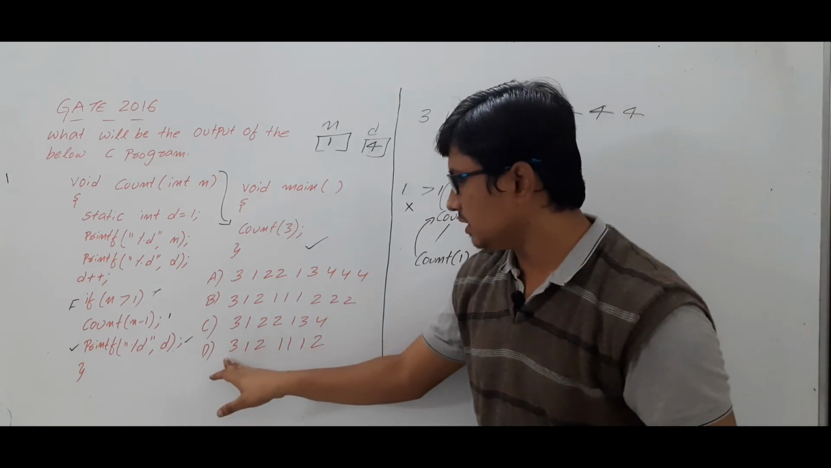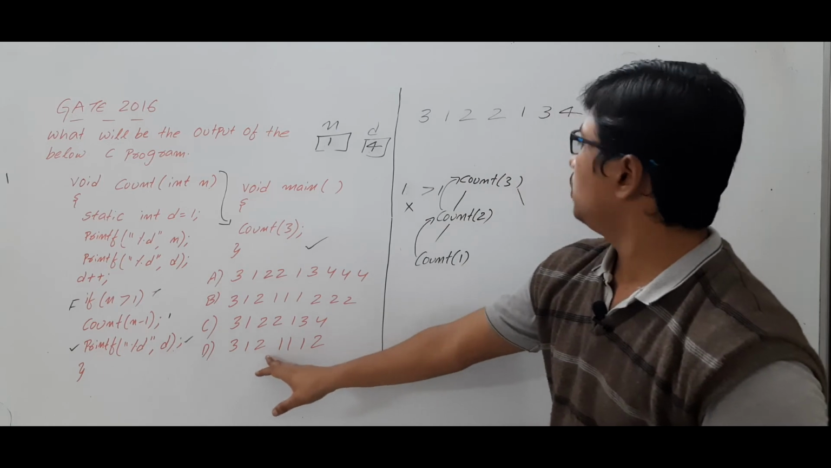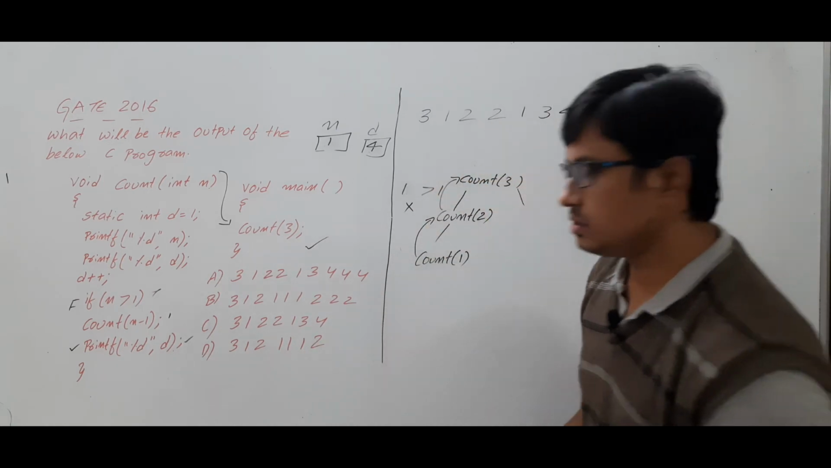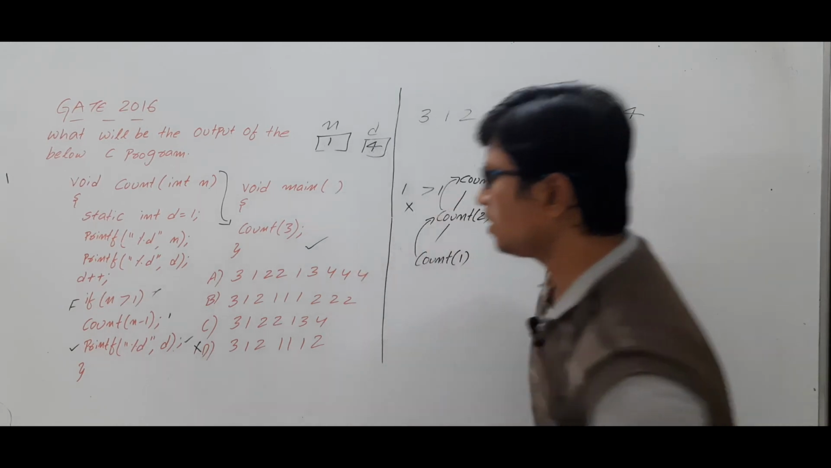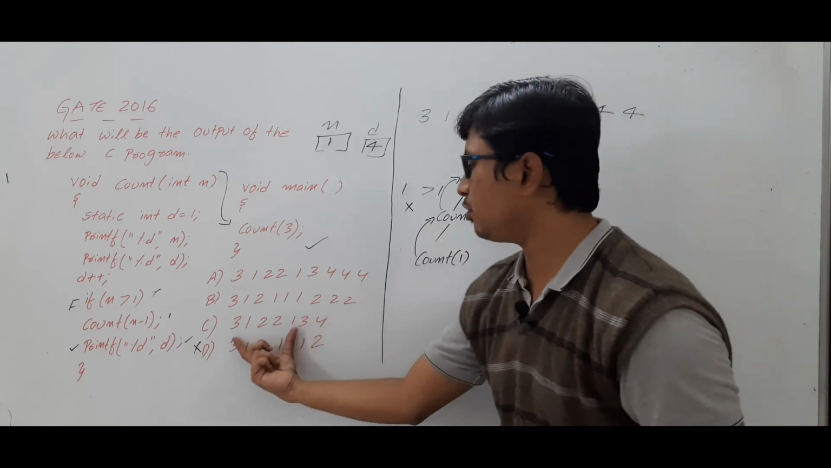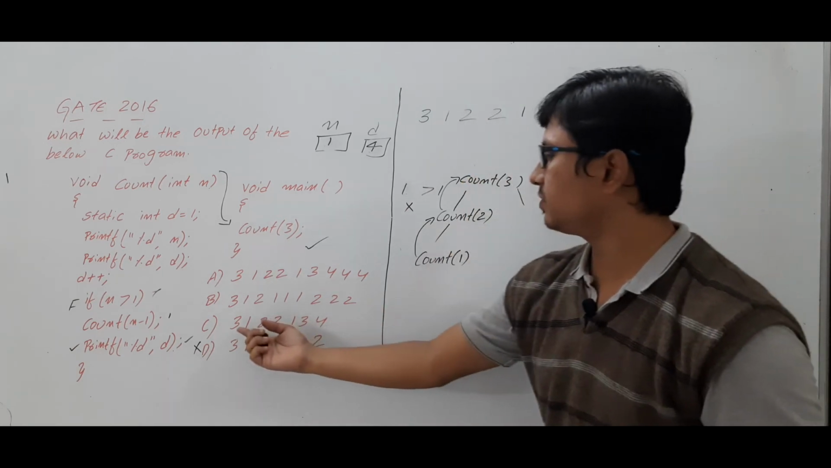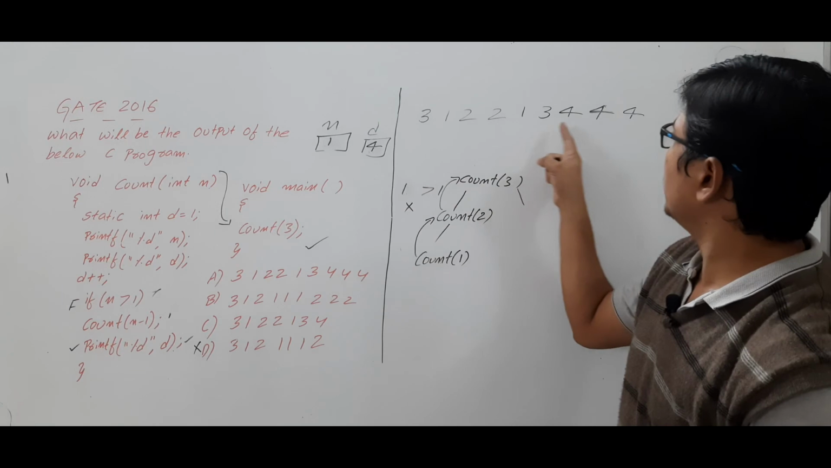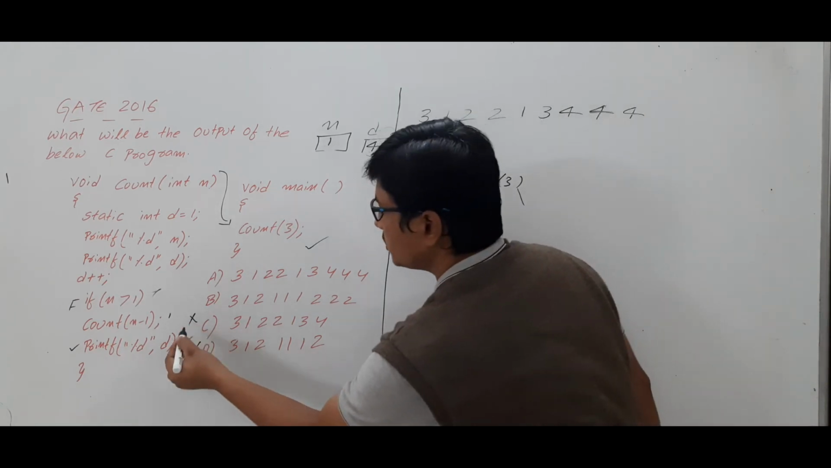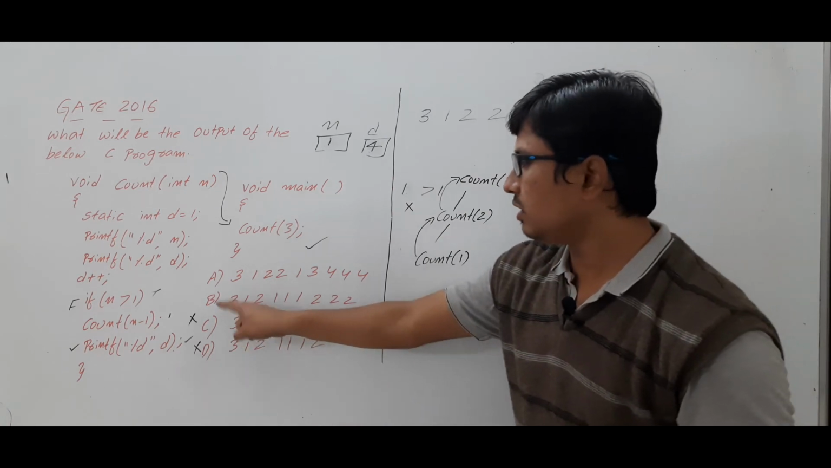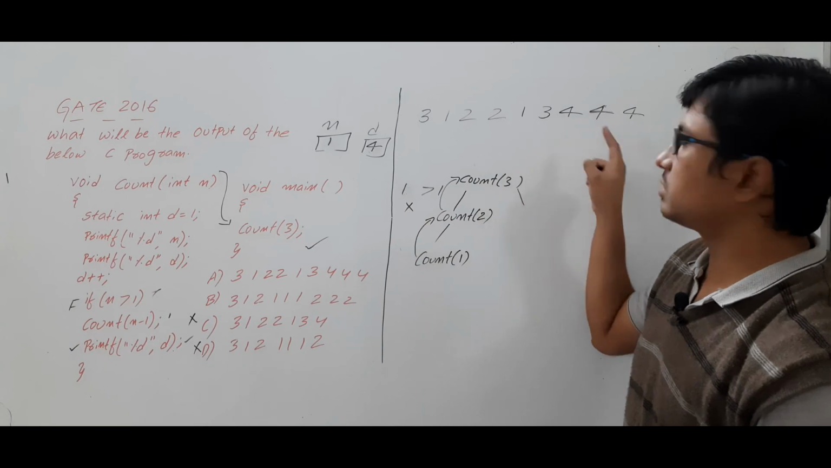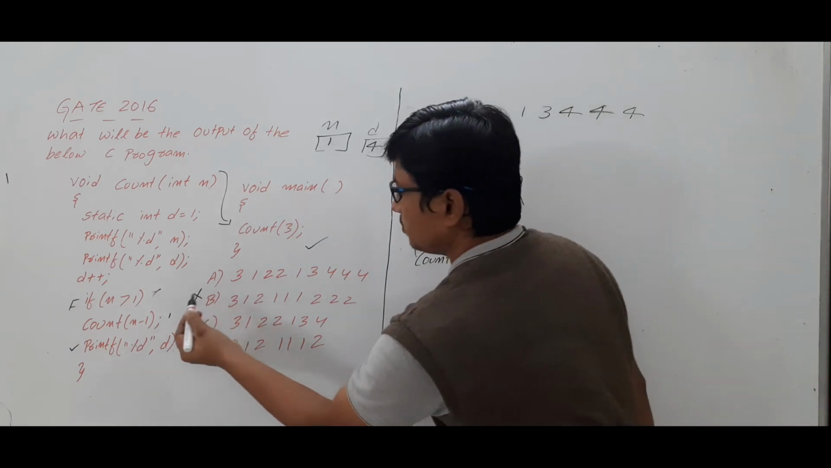Come to the option D. It is just 3, 1, 2, 1, 1, 2. But we got 3, 1, 2, then 2, 1, 3. So this option is wrong. Come to the option C. Again, we got these many outputs. The number of outputs is less. Which one is missing? 3, 1, 2, 2, okay. 1, 3, 4, okay. But 4, 4 is missing. So option C is also not the correct one. Look at the option B. 3, 1, 2, then they are saying 1, 1, but we got 2, 1, 3. So even option B is wrong.